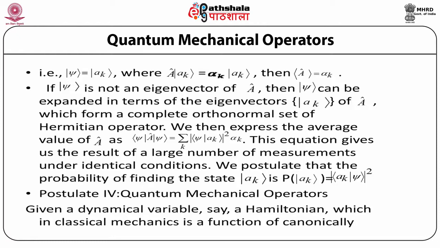We postulate that the probability of finding the state ket vector ak, that is the probability operator P acting on ket vector ak, is equal to the square of the modulus of bra vector ak and ket vector psi. Then we come on to the next postulate, that is postulate 4, Quantum mechanical operators. This postulate discusses the quantum mechanical operators and how these operators interact with each other.